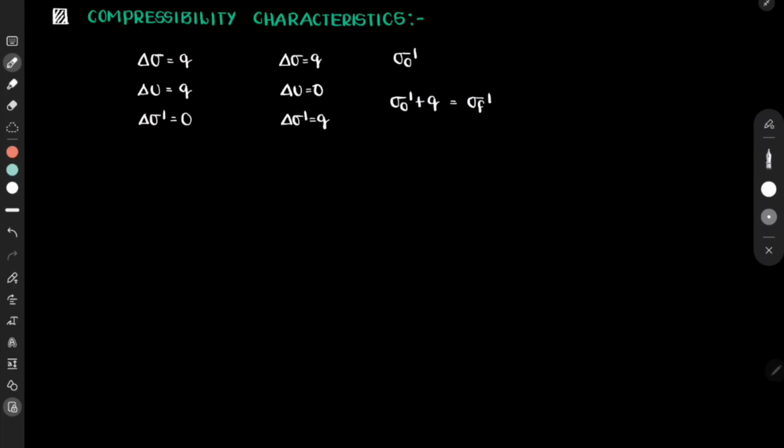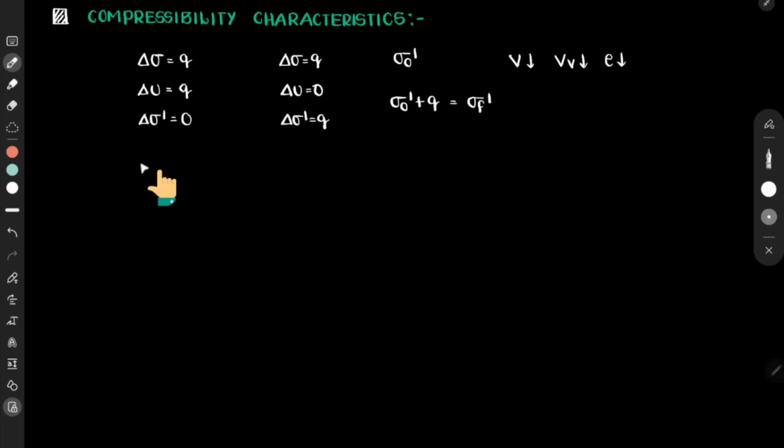So as the effective stress is increased, what happens? Volume decreases, due to decrease in void space. As void space decreases, E decreases. So these are the changes that you can see while the consolidation is going on. So in this class, we will look at the compressibility characteristics, and these compressibility characteristics are obtained by observing the changes that happen during the consolidation.